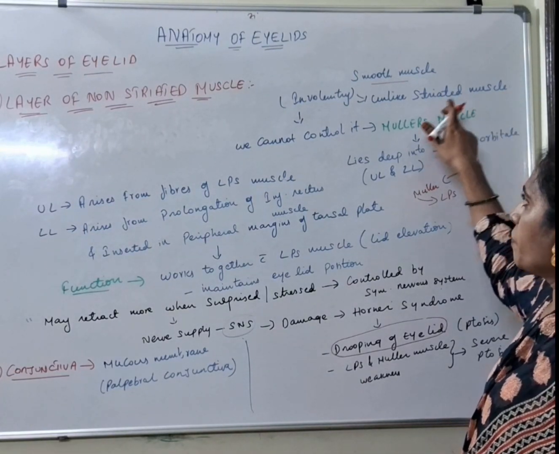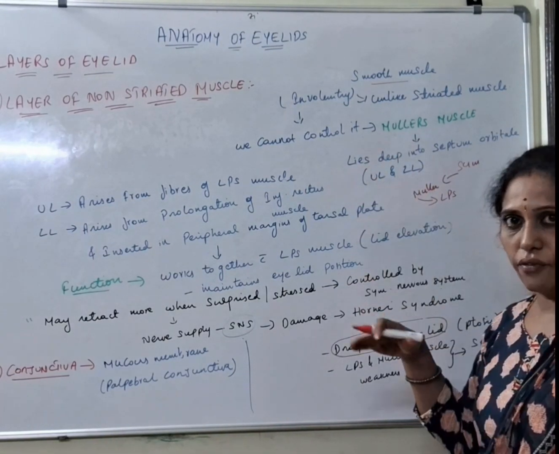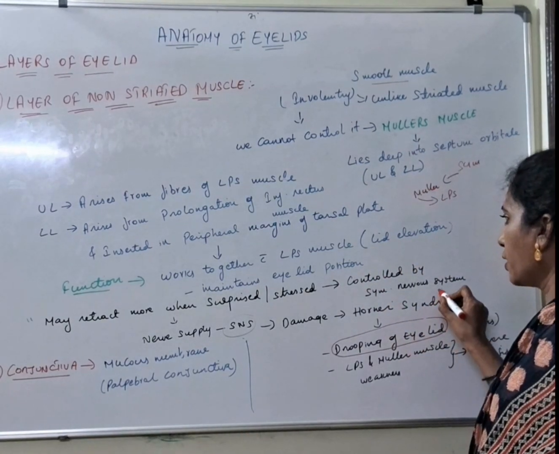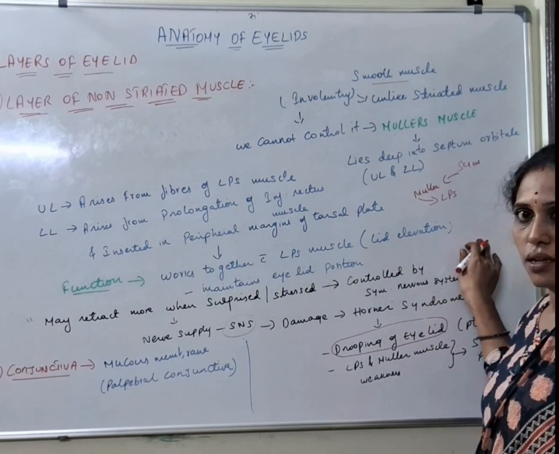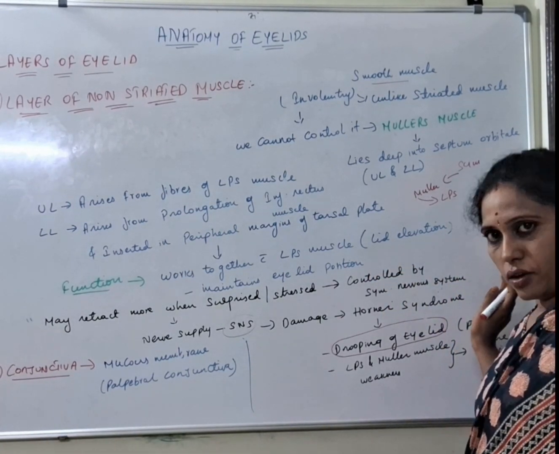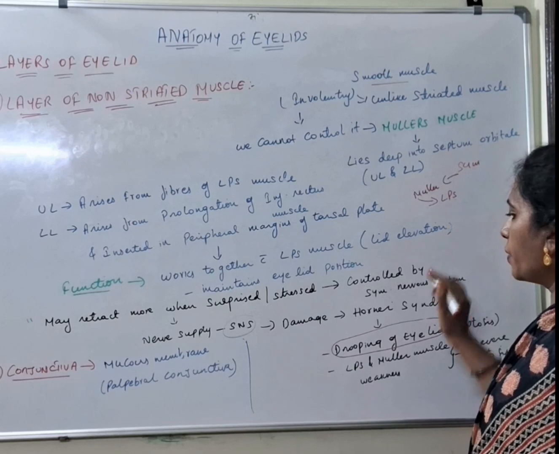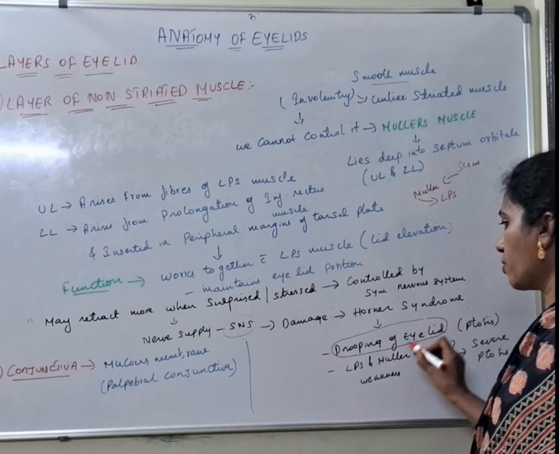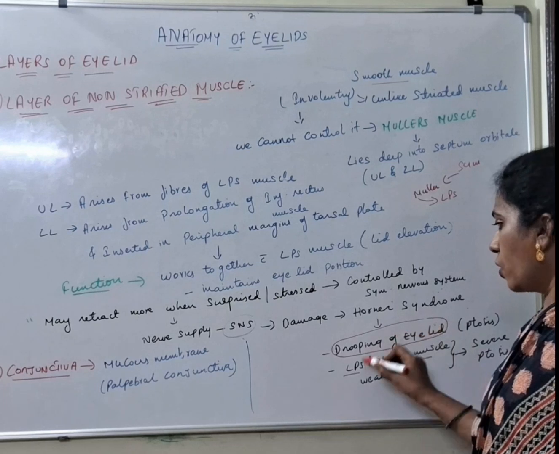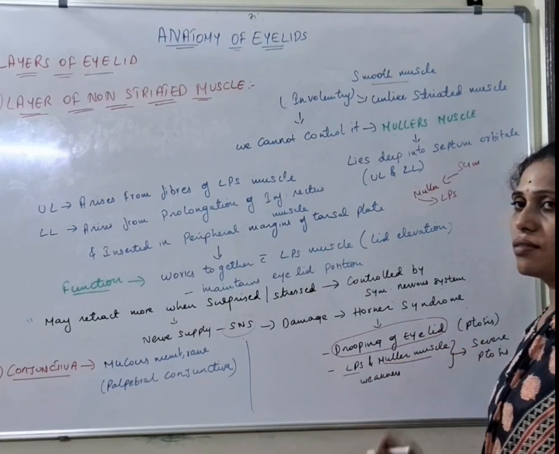Because the levator palpebrae muscle's function is to elevate the eyelid, any dysfunction of the sympathetic nervous system leads to the drooping of the eyelids, which we also call ptosis. Say, for example, along with the sympathetic nervous system, if there is a weakness of the LPS and the Mueller's muscle, what happens in those cases? You will see severe ptosis.